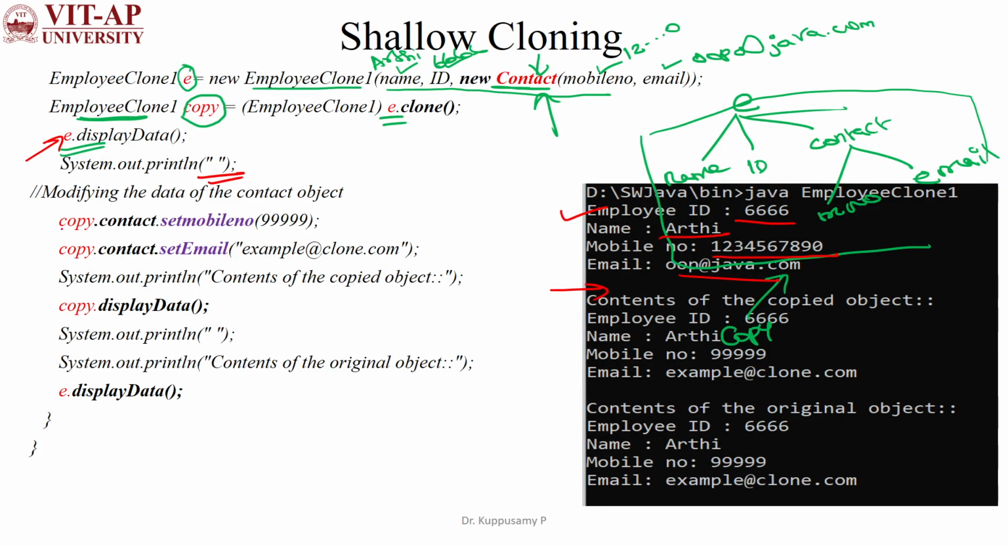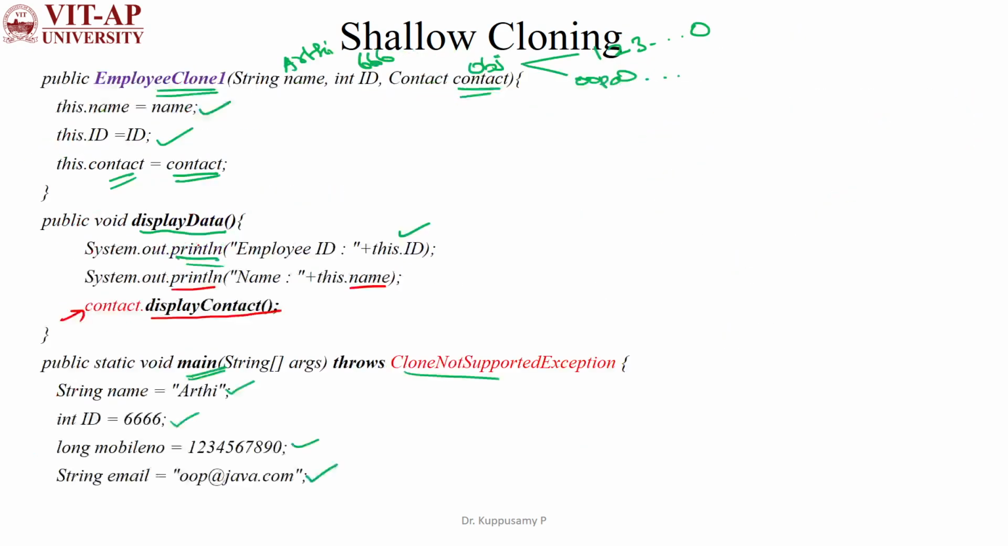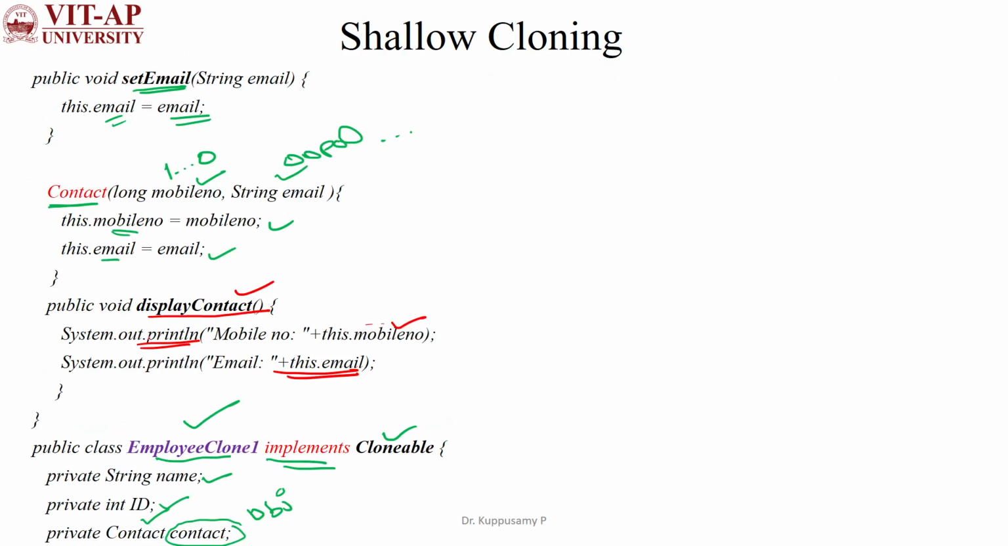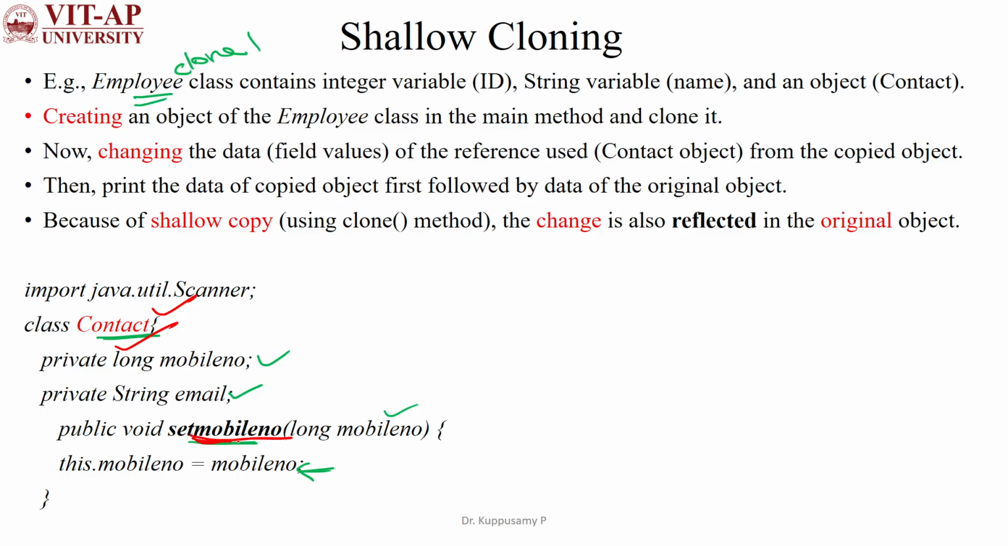Then here we are setting the mobile number on the copy object. So now I am updating the mobile number. Initially the mobile number was 1 2 3 etc 0, right? Now I am going to update the mobile number to five 9s. So once you call this method, contact dot set mobile number, this is the contact class, and this contact class has the set mobile number method. This is carrying four 9s.